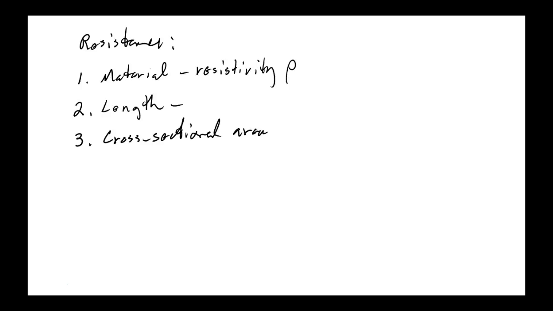So cross-sectional area, the bigger the area, the less resistance, the smaller the area, the more resistance. The longer the length, the more resistance, the shorter the length, the less resistance. The type of material, that also matters. There's one other, and that's temperature. That's what they list first in the book, but I wanted to save that for last.